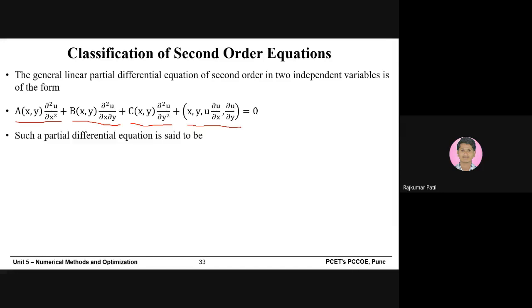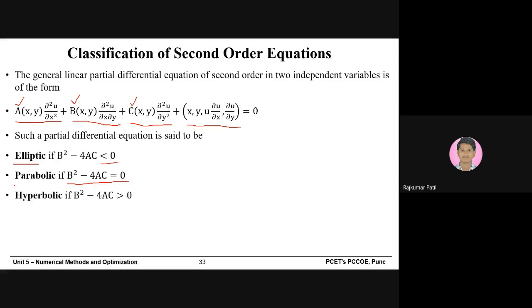And such a partial differential equation is said to be elliptic if b square minus 4ac is less than 0. If b square minus 4ac equal to 0, then the equation will become parabolic. And the equation will be hyperbolic if b square minus 4ac is greater than 0. So based on the values of b square minus 4ac, you can decide whether the given equation is parabolic, hyperbolic or elliptic.